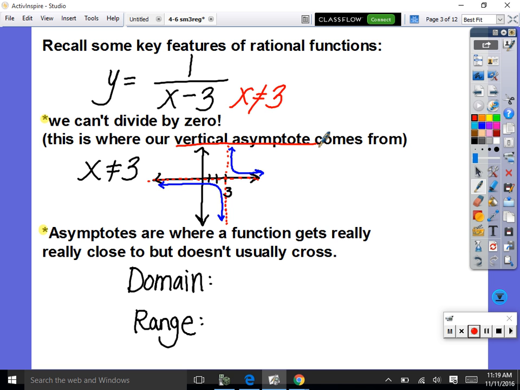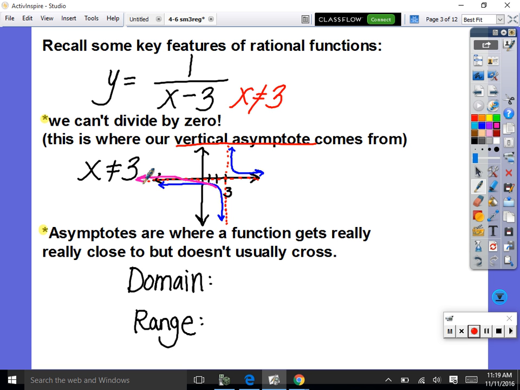Okay? And then we know that asymptotes are where functions get really, really close to but don't usually cross. Now, however, they will never cross your vertical asymptotes. Here and there, they will cross the horizontal asymptotes. But even if they do, let's pretend, even though this one doesn't, let's pretend this came up here like this and then it did eventually cross. It's still going to hug the asymptote. Does that make sense, everybody?